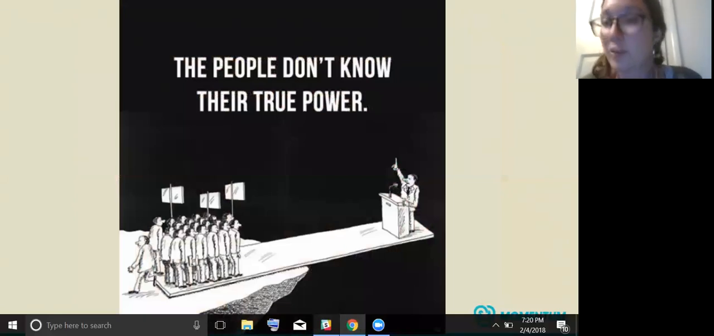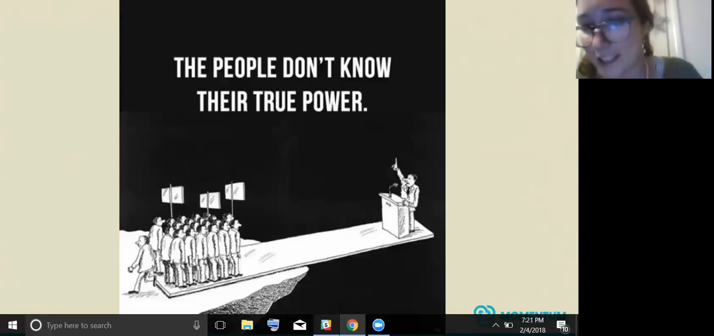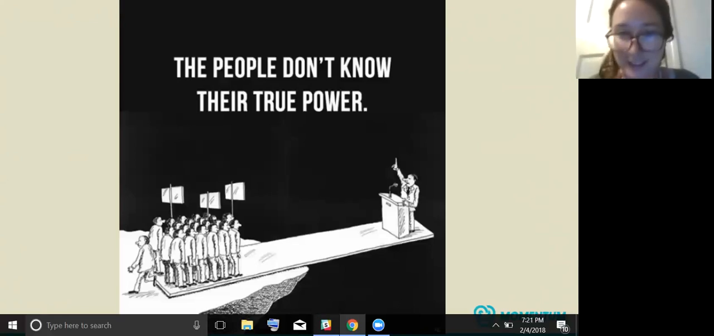According to the social view of power, it's really recognizing that we oftentimes underestimate how much power we really have. You see this little picture here of people protesting this decision maker, but they don't realize that if they all just walked off, then he would fall, right? So it's the metaphor.